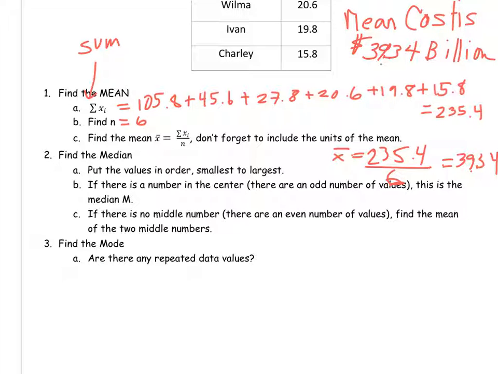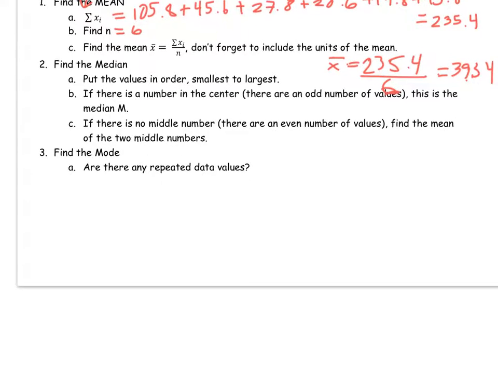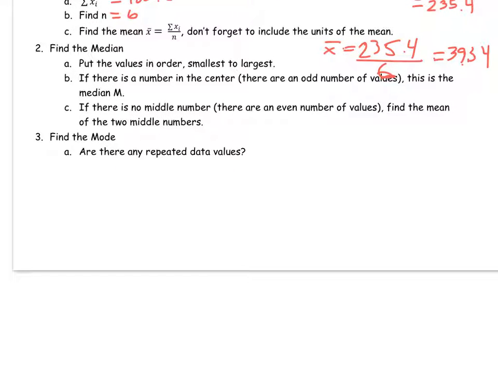Let's go on to the median. To find the median, first of all, we'll put the values in order, smallest to largest. So 15.8 followed by 19.8 and all of the values here. Give me a second while I write them.